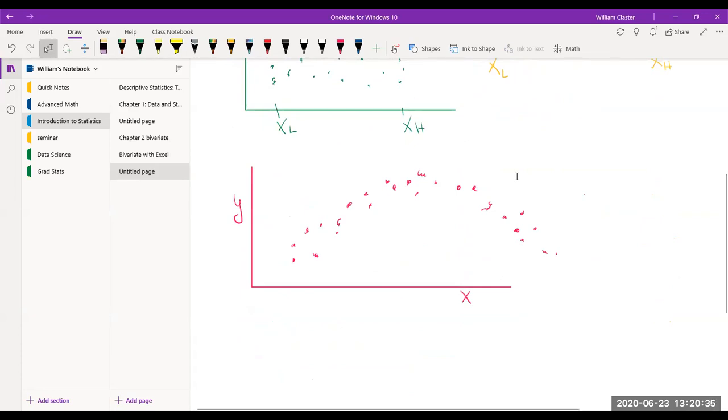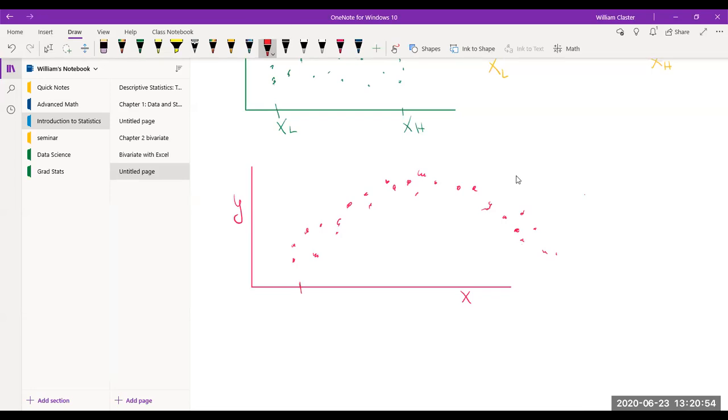But the question isn't whether there's a linear relationship. That's not what I'm asking for the red one. I'm just asking, is there a relationship? That means if you know something about X, can you make a prediction about Y? So what's the answer to that? Yes, there's a relationship.